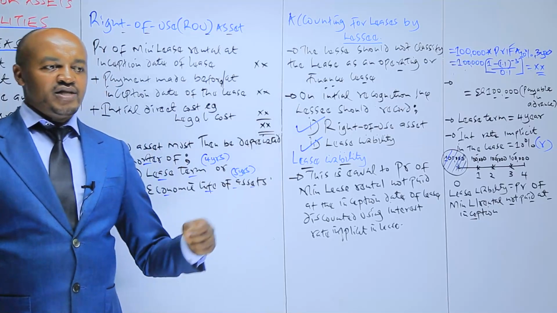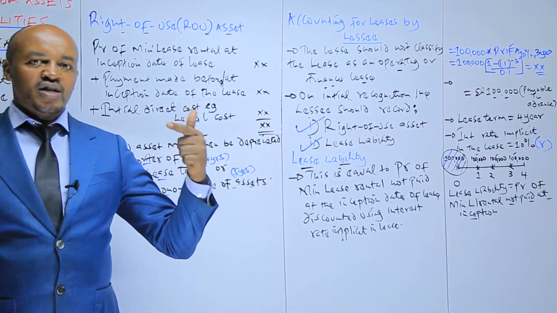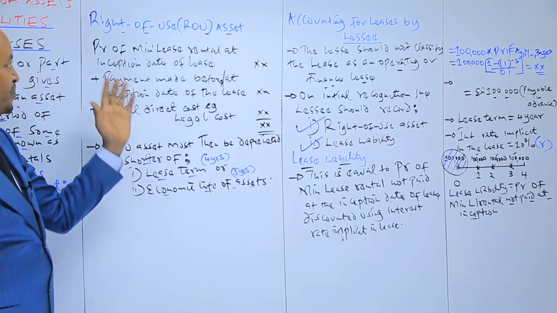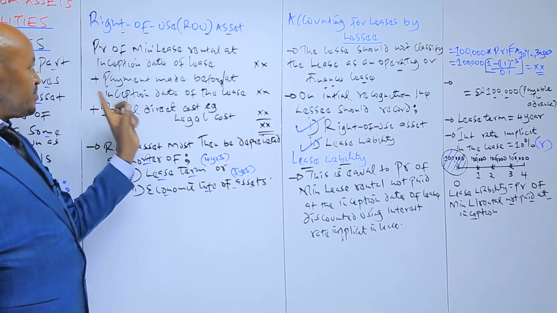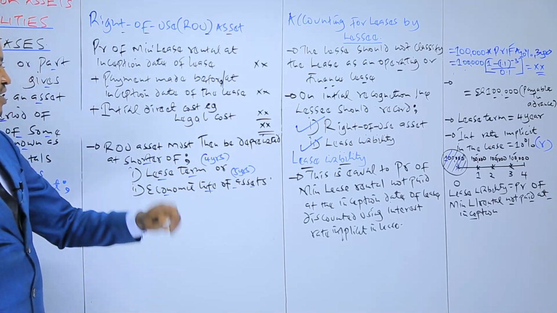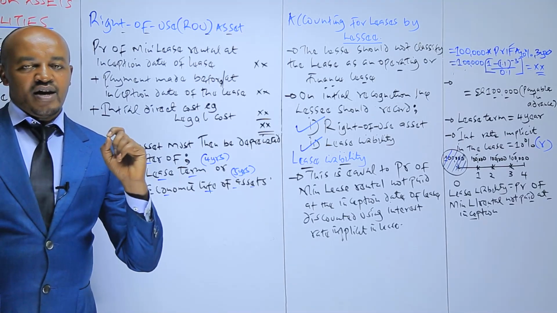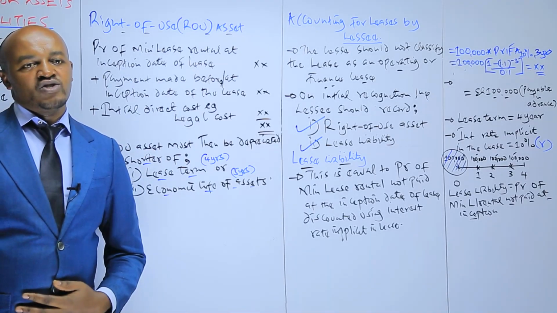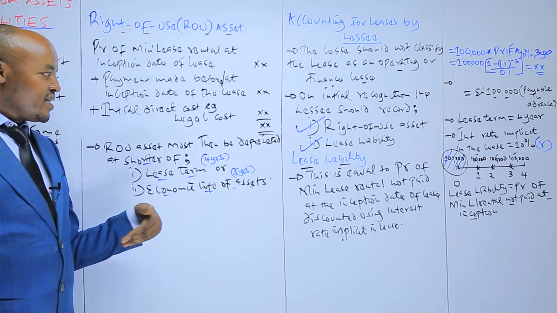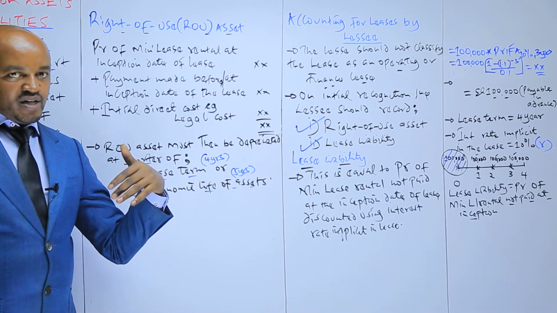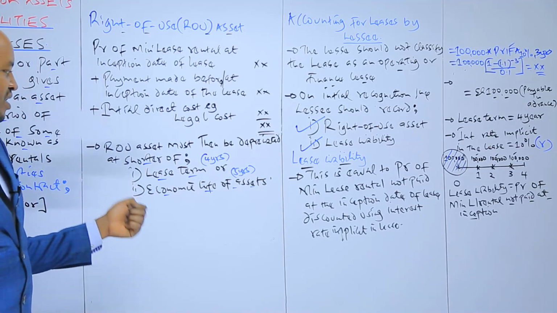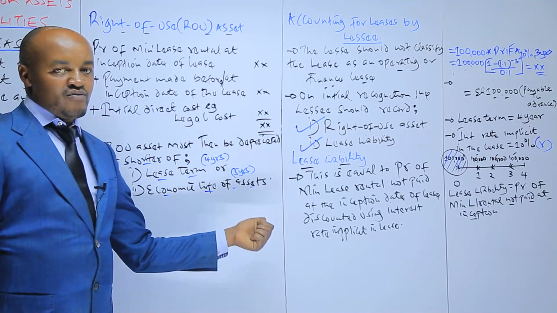And two, the lessee should recognize something called what? The right of use asset. The right of use asset is determined by adding these three items: the present value of the minimum lease rentals at the inception date of the lease, plus any payment made before or at the inception date of the lease, plus any initial direct cost associated with the lease. And then you have said that the right of use asset should be depreciated at the shorter of two periods: the lease term and the economic life of the asset.